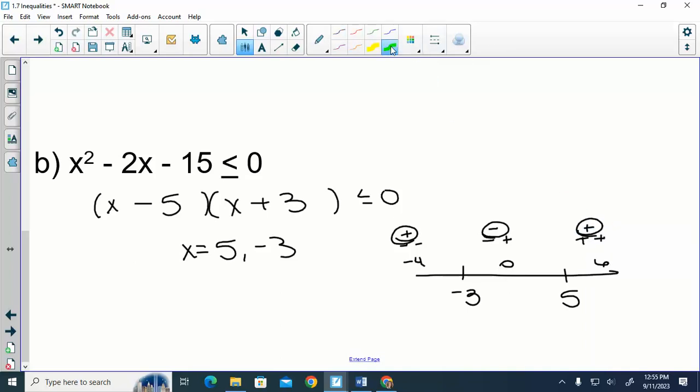Now we have to decide which ones we wanted. We said less than or equal to, so that means I want the positives or negatives. Equal to tells me what? The brackets. So the bracket negative 3, comma 5. Okay.